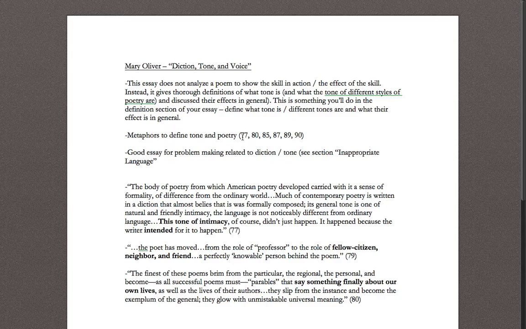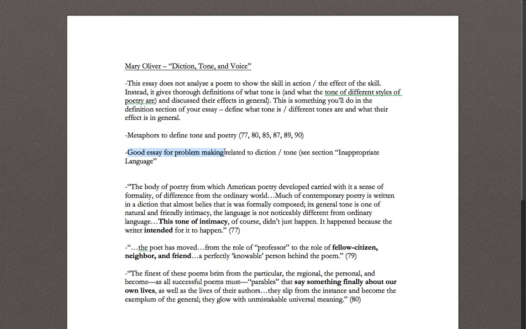And we're going to look at these pages. Let's see, we've noted 6 of them here. Some of these pages have multiple, where Mary Oliver is using metaphor to define. You might also want to consider, I'm not going to do this in this video, but this is something you can do on your own, that in a way there is a hint at a problem-making section in this chapter.